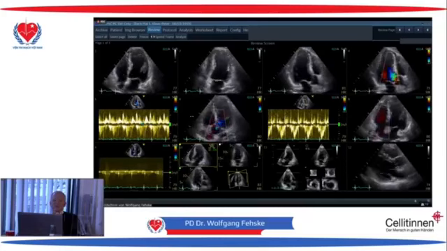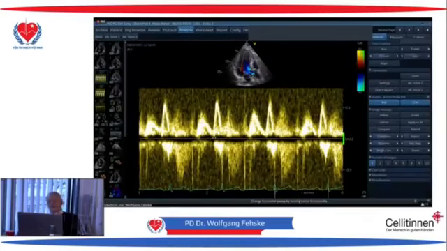So we do a standard examination, 4 chamber, 2 chamber, long axis with color, and then we go to the mitral valve flow. What is this typical for? This is a slight diastolic dysfunction. So it is degree 1.